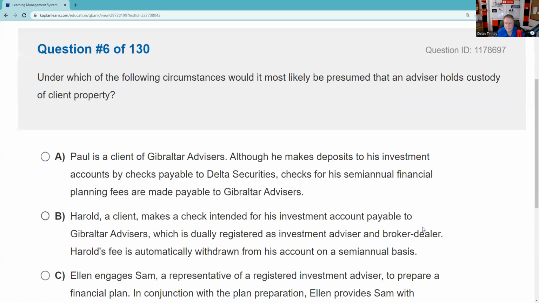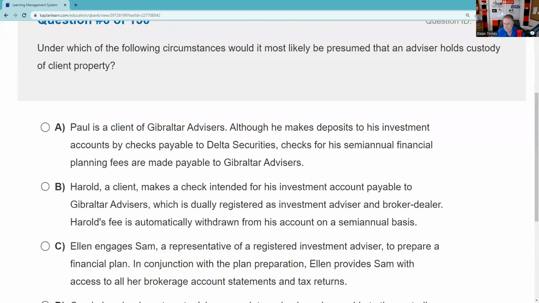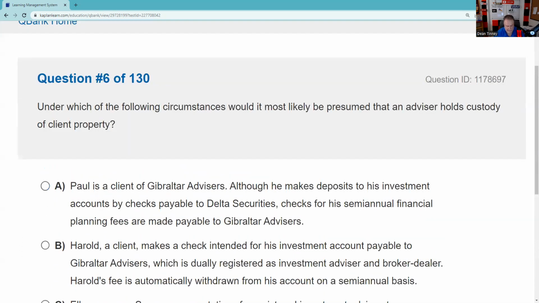Which of the following circumstances would it be most likely be presumed that an investment advisor holds custody of a client's property? Now, remember, the point on this is if I'm a state-covered investment advisor and have custody, my net worth is going to be 35 grand. And if I'm not, my net worth is going to be 10 grand. So this can be kind of an issue.